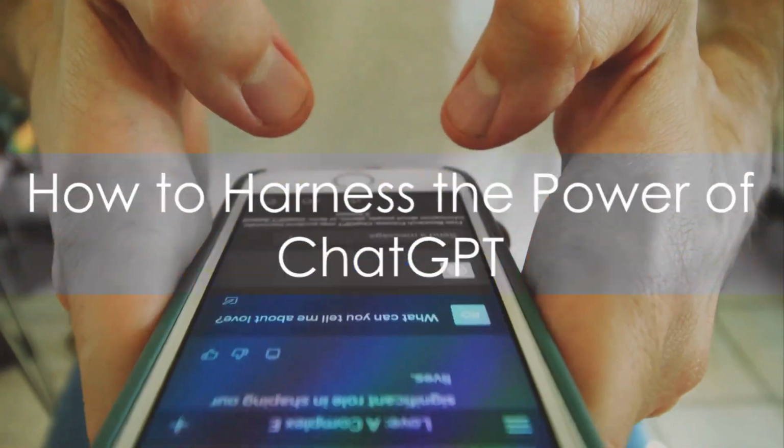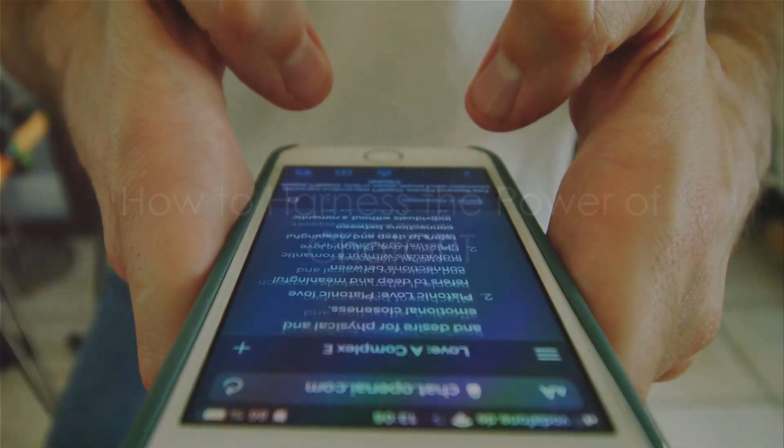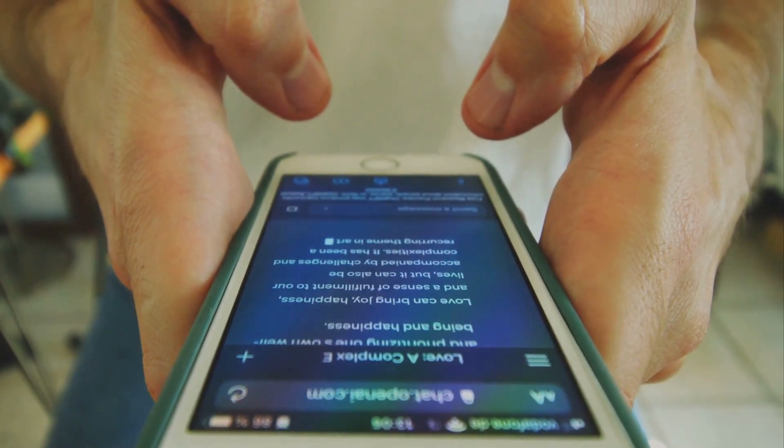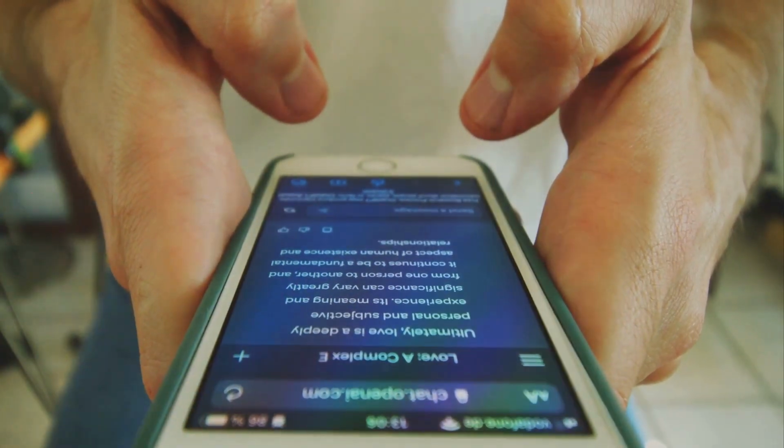So how does one harness the power of ChatGPT? It's simpler than you might think. First, you need to prompt ChatGPT. Like a creative spark, a prompt can be anything: a line, a question, or even a word. Feed this into the model, and it will respond with a text output.